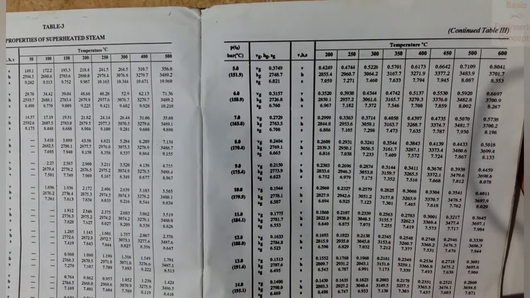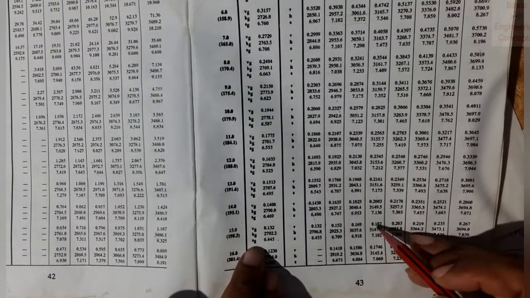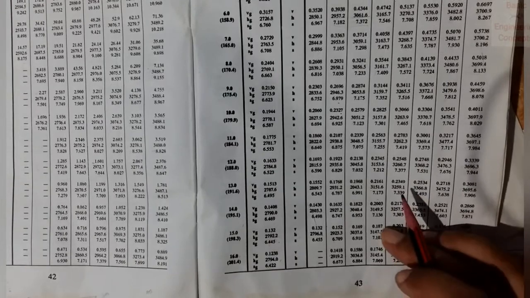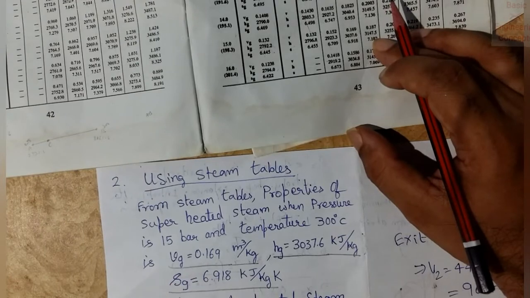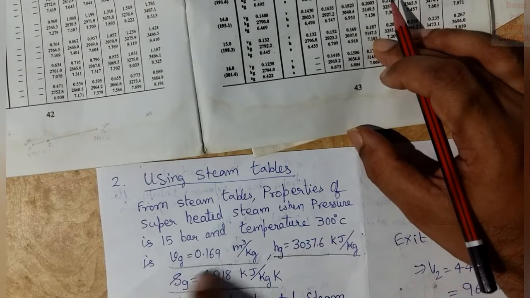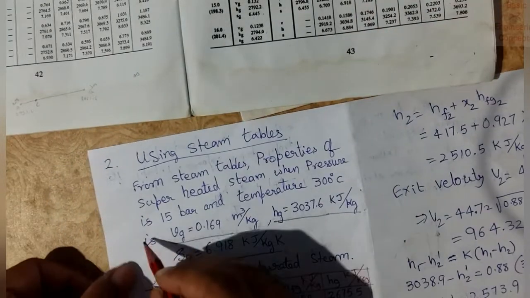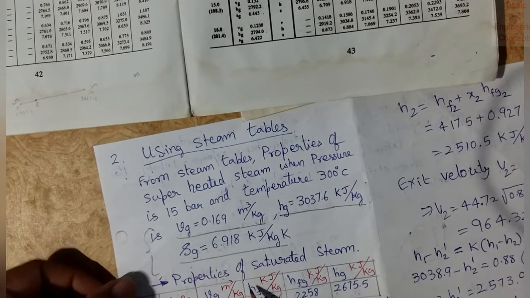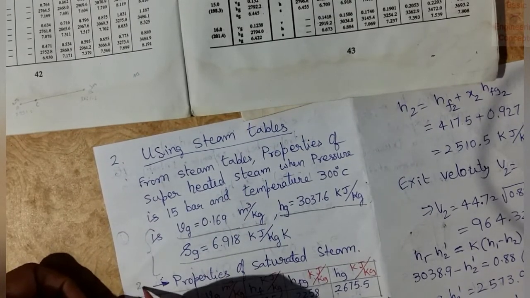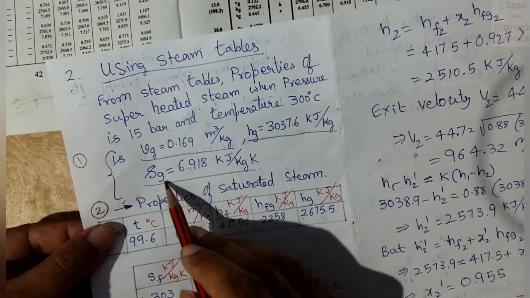We have the values of Vg, Hg, and Sg, all the three values. So Vg, Hg and Sg, all these three values I wrote here from steam tables, properties of superheated steam at these conditions. Next, this is about the first point, the first condition. Next, properties of saturated steam. This is for the second point. So this is Vg2, Vg1, Hg1, Sg1, that is S1.